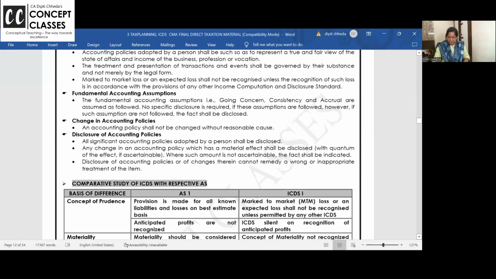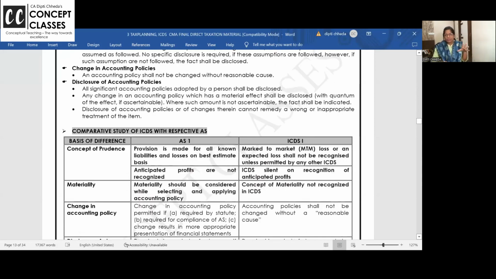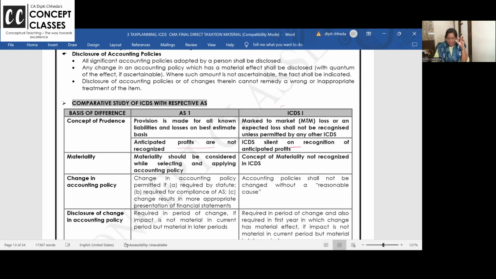Everything is over. Name. Accounting policies, the only point of difference between the accounting standards and ICDS is that accounting standard follows the prudence principle, right? Here we are not following the prudence principle. In ICDS, we don't follow the prudence principle. Prudence principle says whatever future losses you can foresee, make a provision for that. You know, a narrow-minded or conservative approach. Provide for all the losses, don't provide for gain.